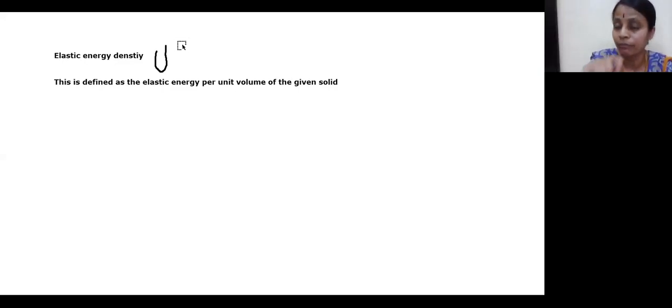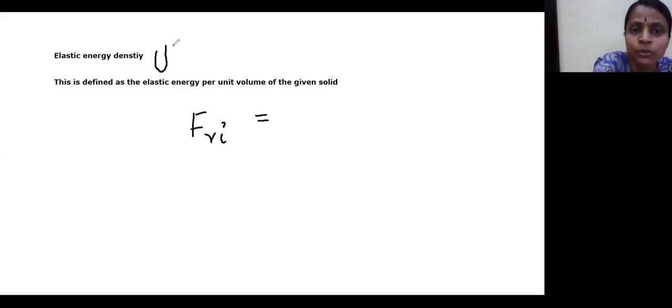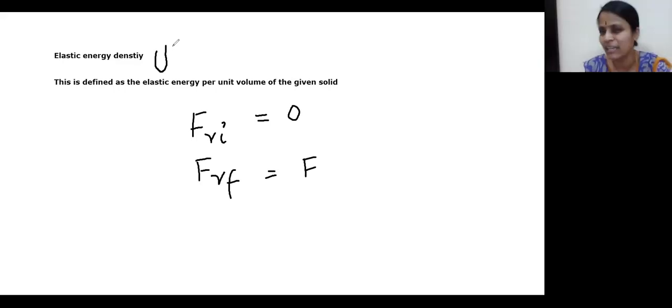Let us assume that initially when you do not apply any force, the initial restoring force F_i is equal to 0. Let the final restoring force be equal to your applied force, because it is like frictional force, a self-adjusting force. The more you apply, the more the restoring force develops. So finally, just before you leave, that will be equal to the maximum applied force. So what will be the average force acting on the body?